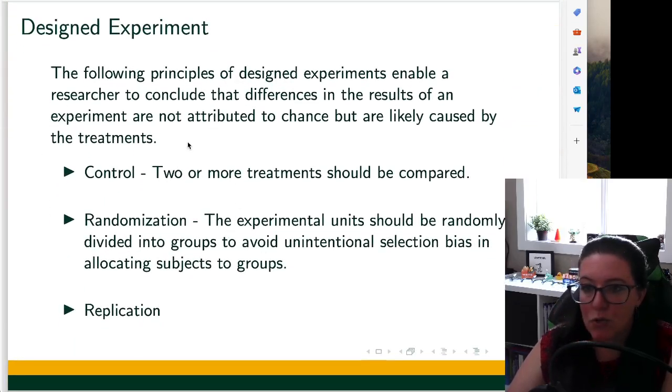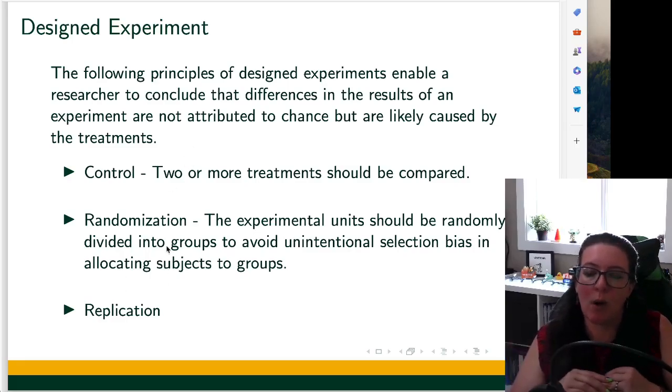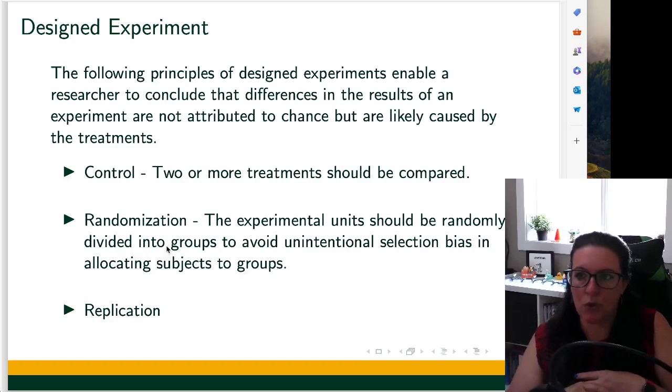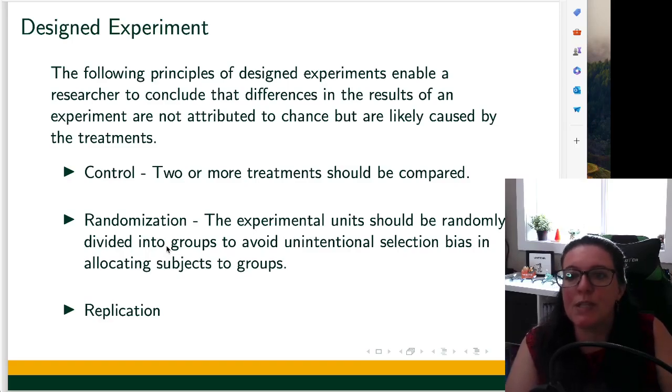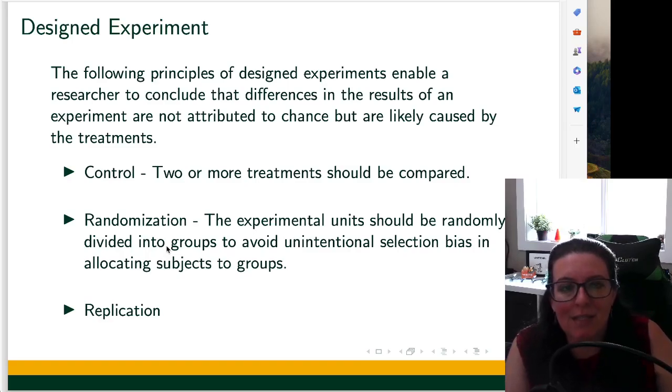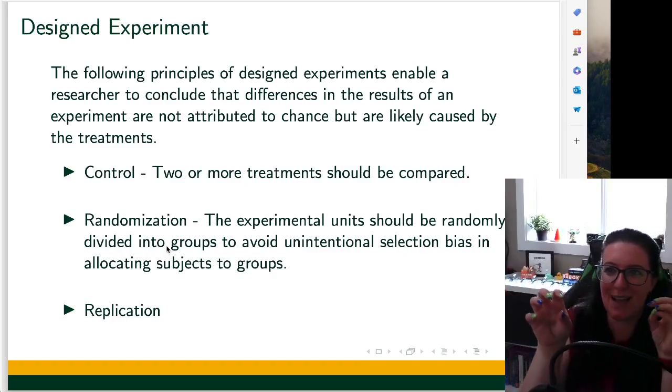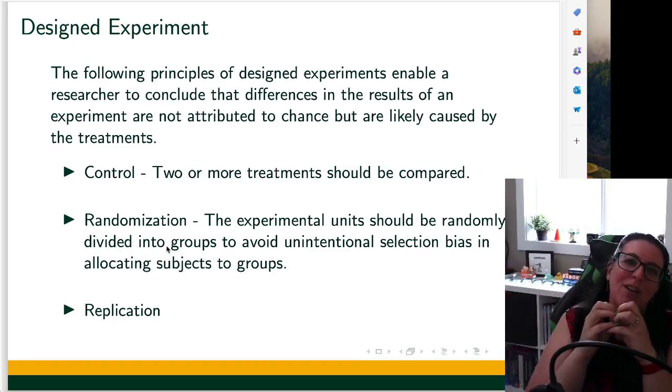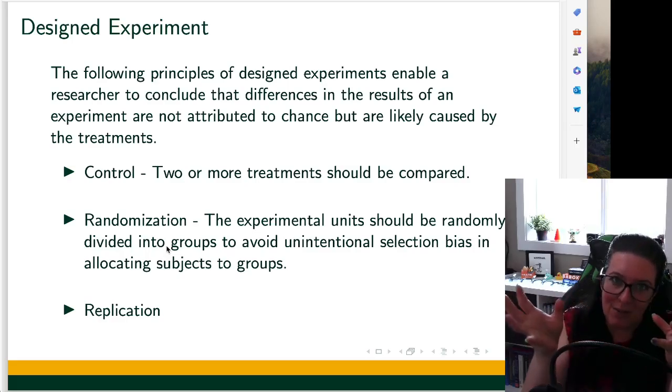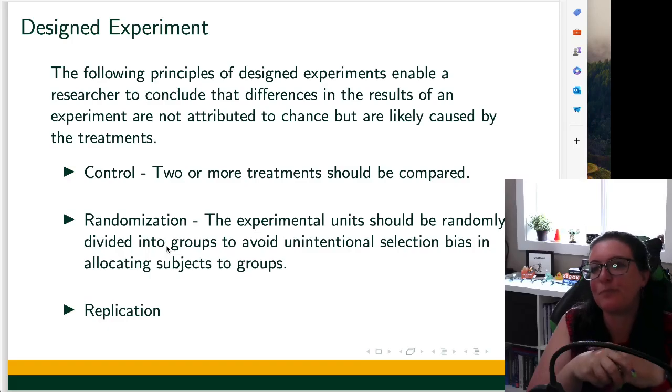So we have our control. We have randomization. So randomization is where we want to avoid unintentional selection bias by randomly allocating individuals to groups. So you'll recall in our previous videos about sampling methods and sample design error. Well, when we look at sample design error, we want, as much as possible, people in groups to have lots of similarities to each other, the only difference being that treatment versus control.